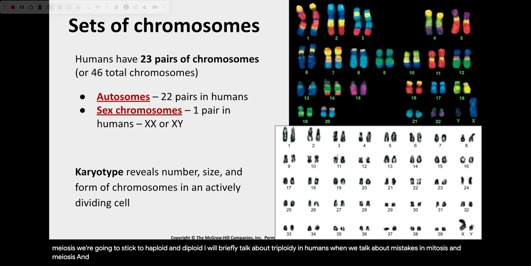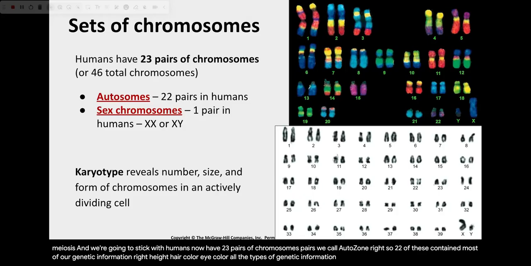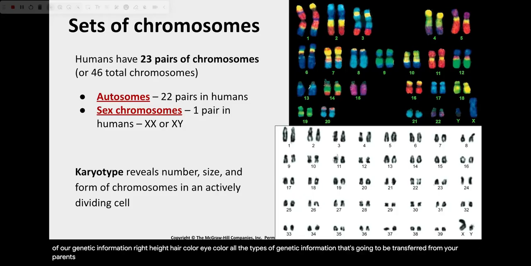Humans, and we're going to stick with humans now. Humans do have 23 pairs of chromosomes. 22 of these pairs we call autosomes. So 22 of these contain most of our genetic information: height, hair color, eye color, all the types of genetic information that's going to be transferred from your parents.